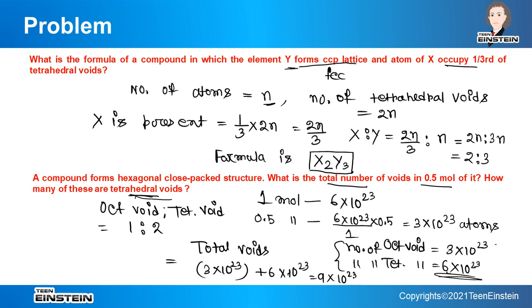So this is the total number of voids, and out of it only 6 into 10 to the power 23 are tetrahedral voids. Okay, and octahedral voids, though it is not asked in the question, we also require because we have to find total voids. So that's why we have added octahedral voids and tetrahedral voids.